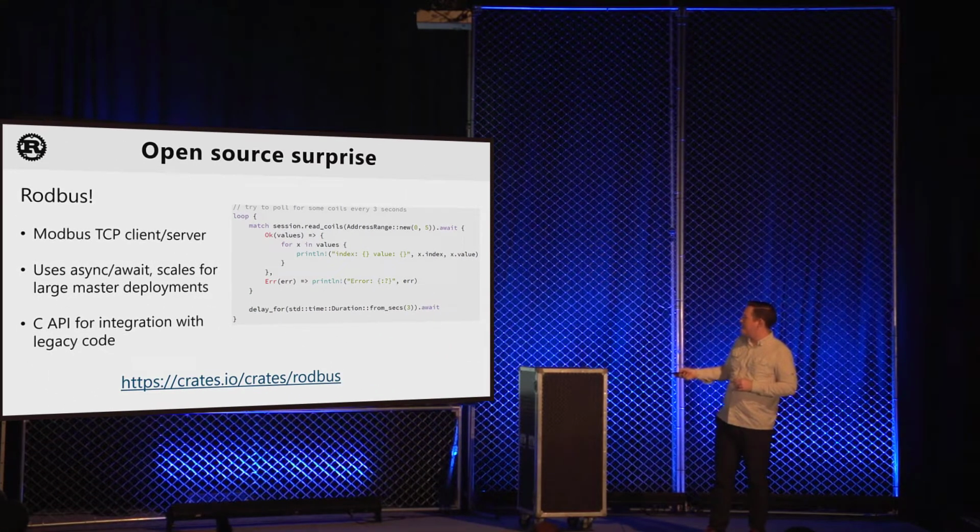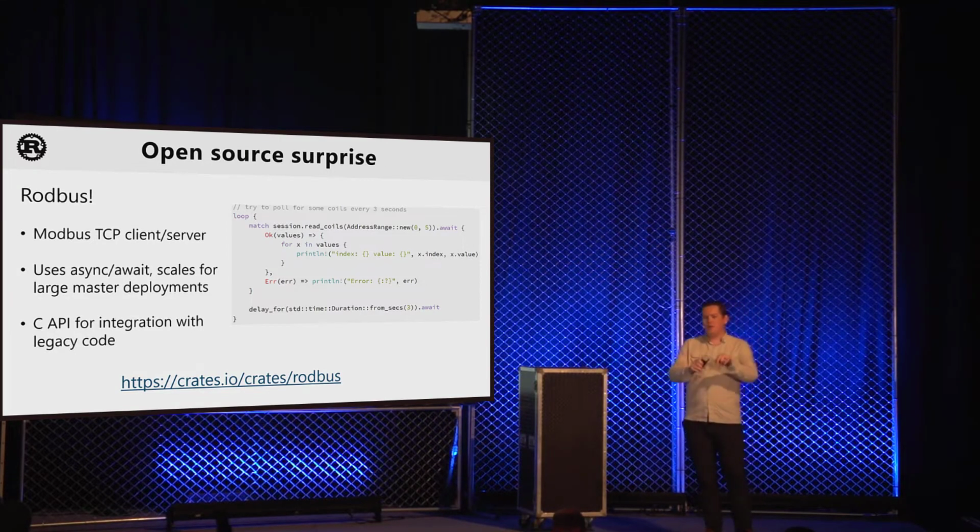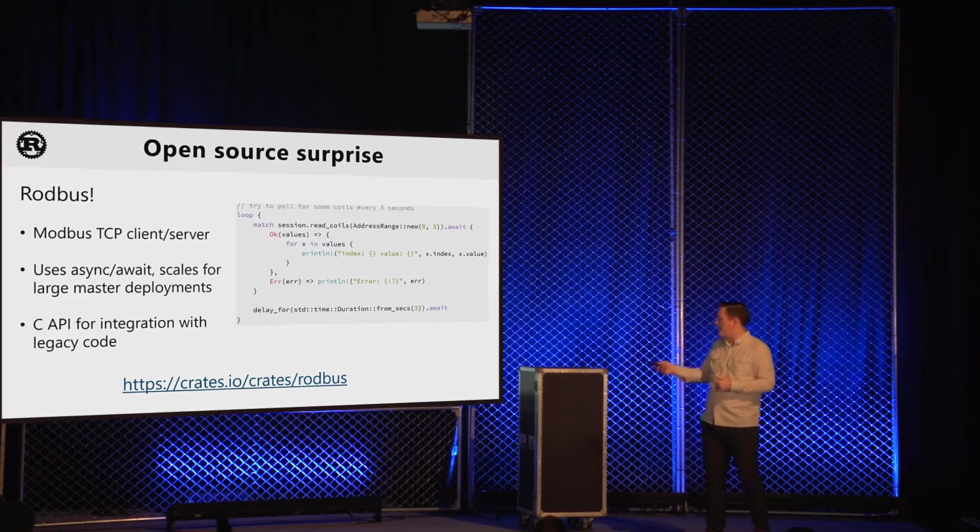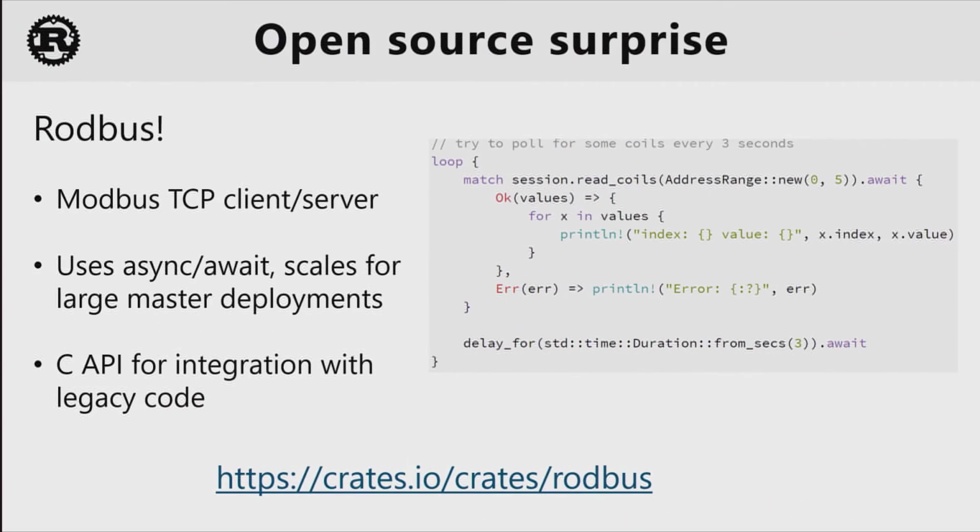A few things about this release. It's available on crates.io right now. So if you go on Windows or Linux, you install Rust. With a single command, you can type cargo install Rodbus client, and you'll have a command line Modbus client that you can use. So even if you're not a programmer, Rust has a lot of useful command line tools that you can easily pull down and compile.